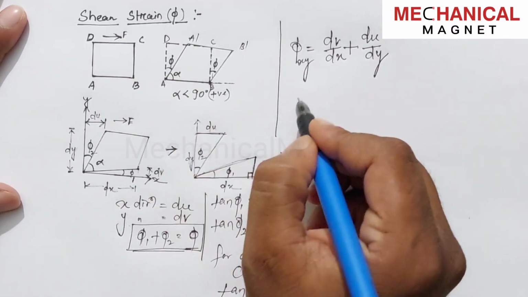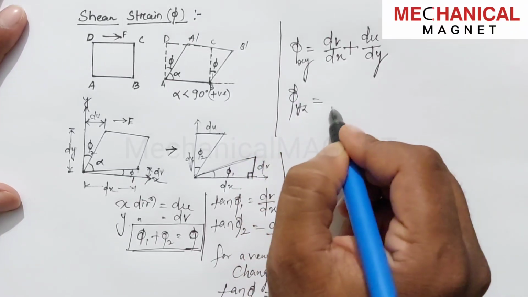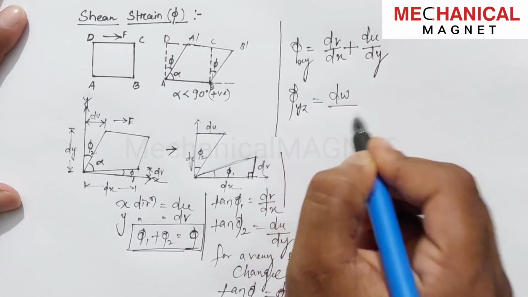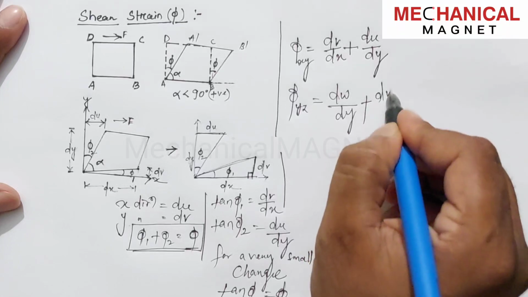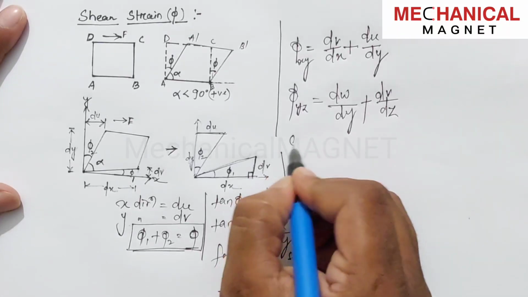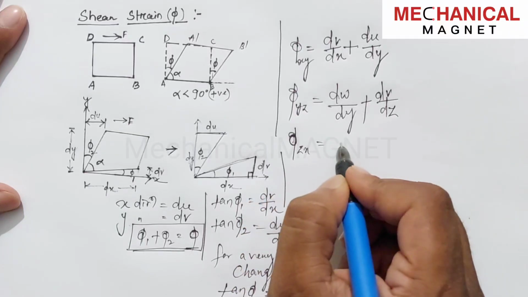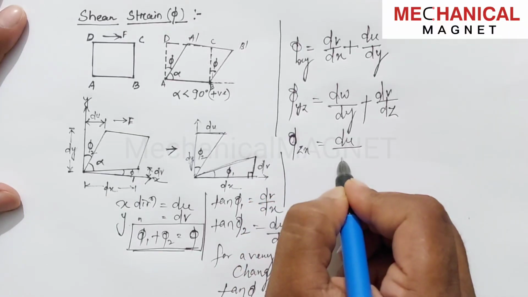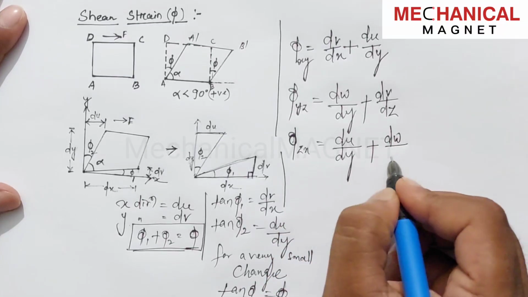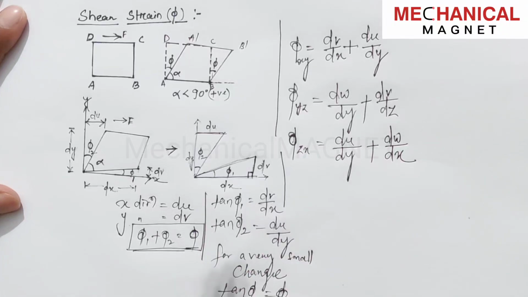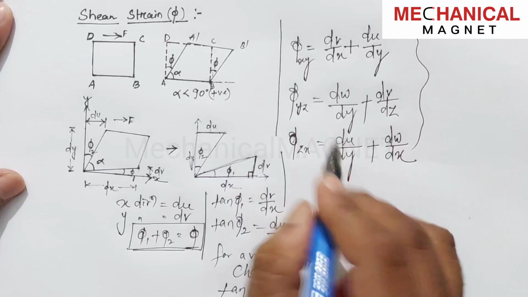Similarly, we can write phi for yz is equal to dw by dy plus dv by dz. Again, for phi in the zx direction it is equal to du by dy plus dw by dx. So you have to remember the shear strain; you can see these are the shear strain formulas.